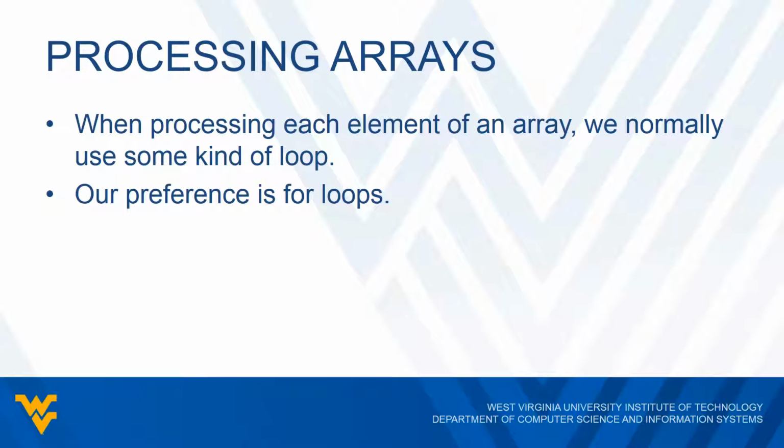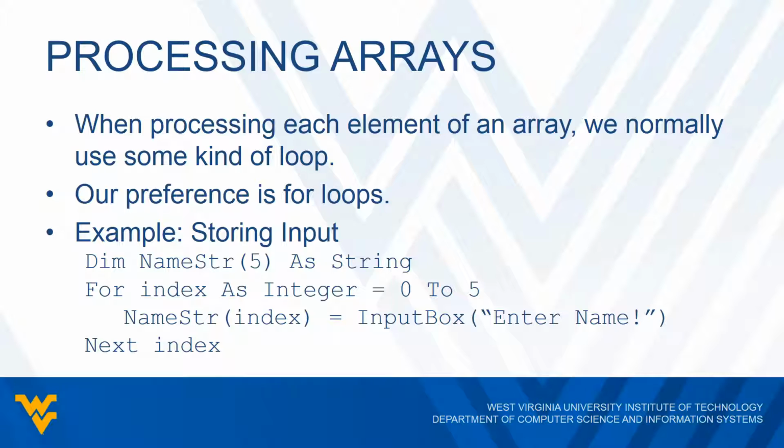Let me give you an example where let's suppose we create an array of strings, and for each element we want to ask the user to enter the name that would be stored at that element. So here's the code that would do that. We have the array of strings, which we call name str, or I'm probably going to just say name strings. This is an array of 6 elements, and the reason why we know that is because the 5 in the parentheses tells us that 5 is the last index of the array.